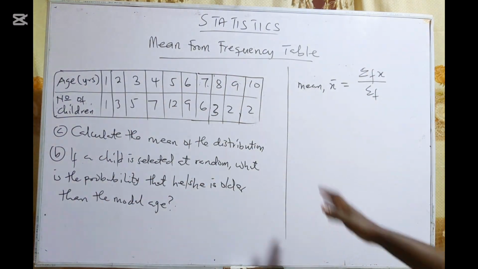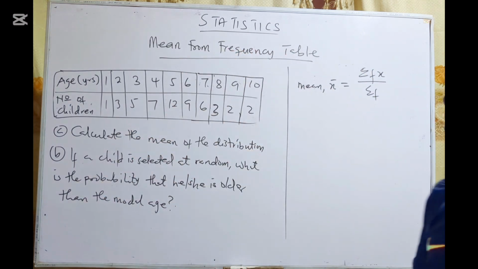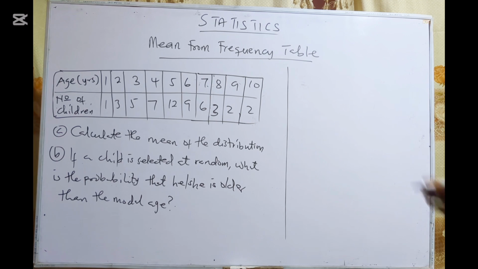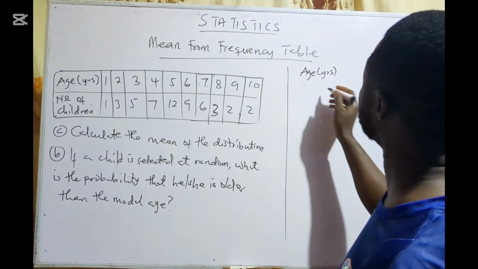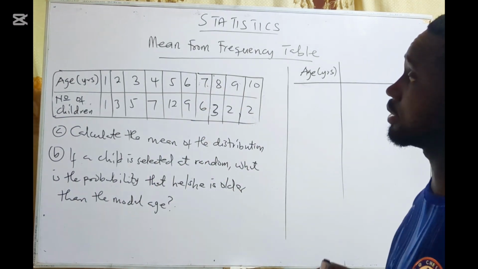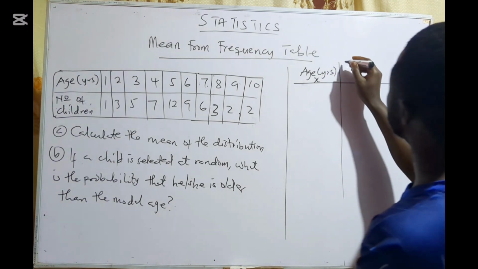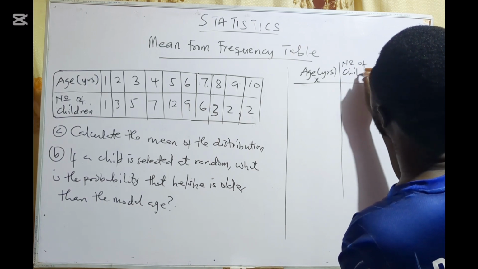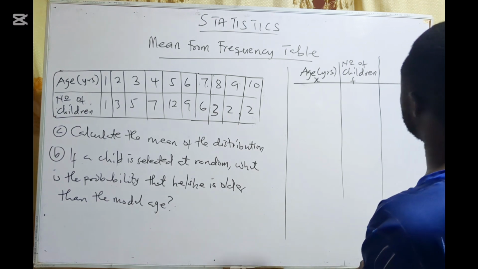So let's draw the table and then calculate our mean. Memorize this formula: anytime you have a frequency distribution table, this is the formula you are going to use. So we have our age here, which is in years, and because this is an ungrouped frequency distribution, the age becomes our x. And then we have the number of children, which is the frequency.